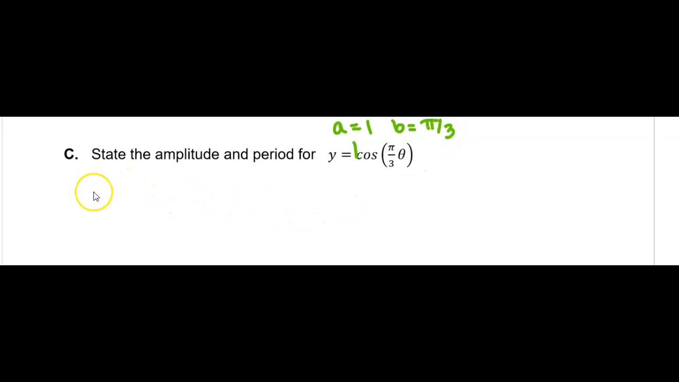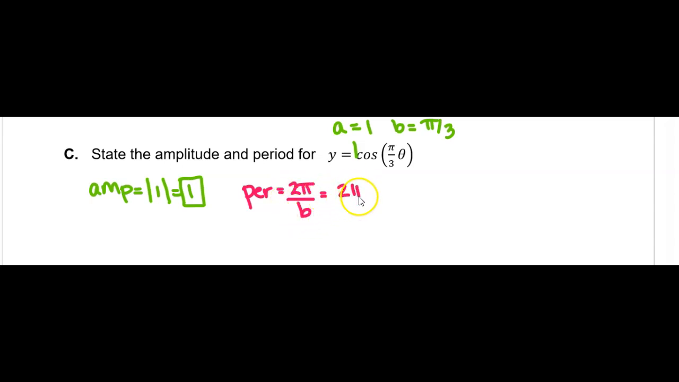Okay, so let's talk about amplitude. What do you think the amplitude is? Well, we should be taking the absolute value of A, which is 1. So our amplitude should be 1. Okay, let's look at the period. So the formula for period is 2 pi divided by B. So in this case, we have 2 pi divided by pi over 3.